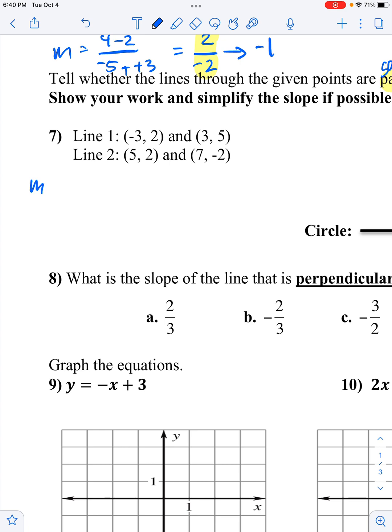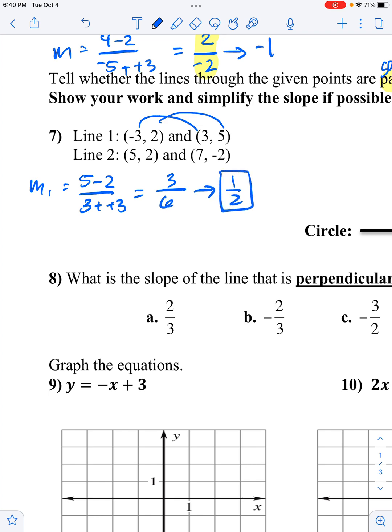So for line 1, I'm taking y2 minus y1 over x2 minus x1. I get 3 over, this changes to adding, and again, I reduce it. So I can't really decide anything. I need to see what the other one is and then compare them.